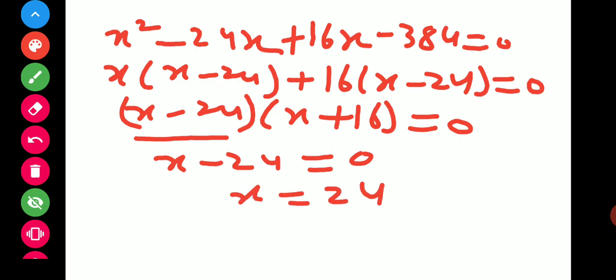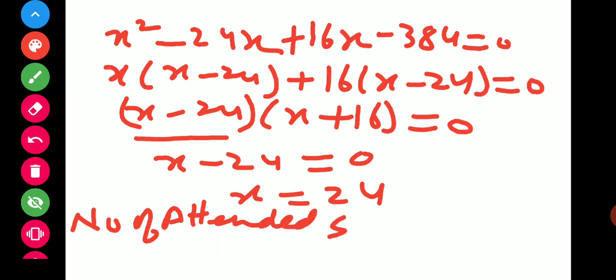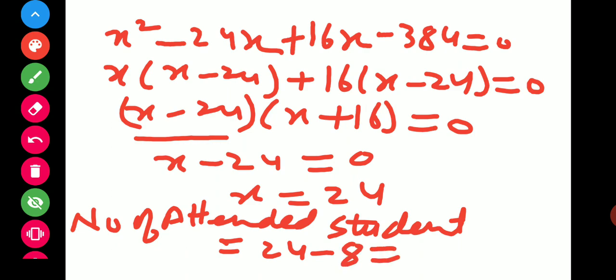So number of attended students is equal to 24 minus, कितने लेफ्ट हो गए थे? 8 स्टूडेंट्स लेफ्ट हो गए थे इसमें. सो वी गेट इट इज 16 एंड दैट इज योर आंसर. सो यू कैन डू वेरी वेल दिस क्वेश्चन और इजली हो जाएगा आपसे.